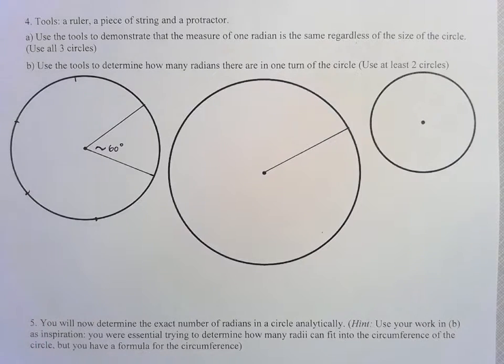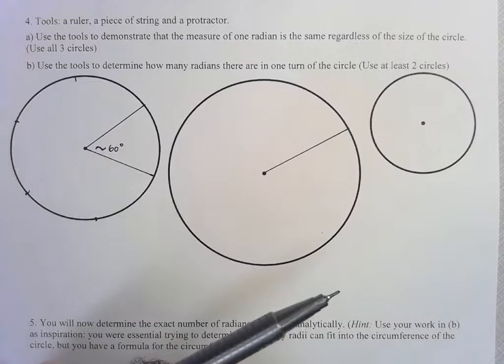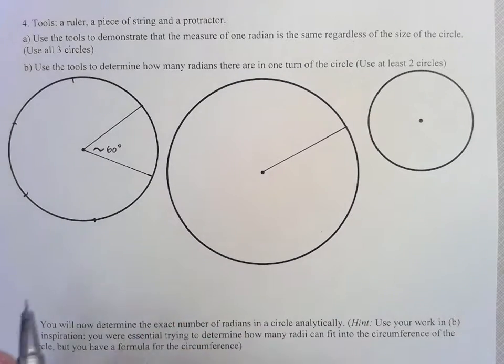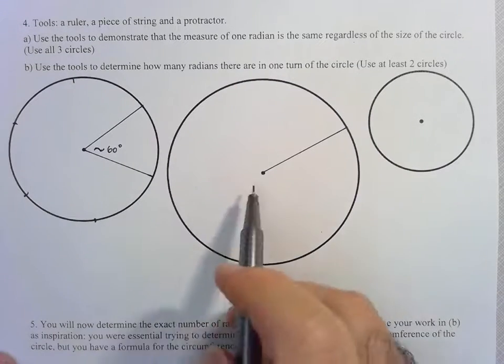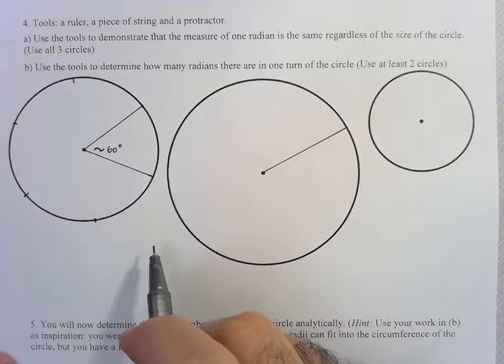Hi folks, in this second part of the lesson we're going to take up parts 4, 5, and 6 of the investigation. Okay, so here I told you to take some tools and to show that one radian was the same regardless of the size of the circle, because that was one of the concerns we had.